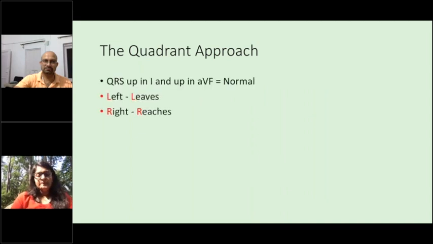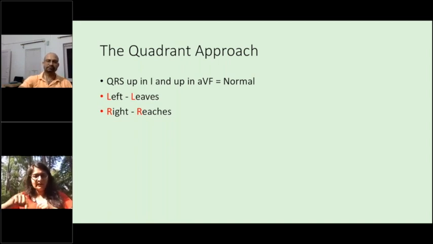Whenever lead I is predominantly upright and aVF is also predominantly upright, meaning the R is more than the S in both, that means it's a normal axis. If lead I is upright but aVF is predominantly negative, then I is pointing up and aVF is pointing down, so they're leaving each other: left leaves, left axis. If I is down and aVF is up, the two complexes are reaching each other, so right reaches: right axis deviation.